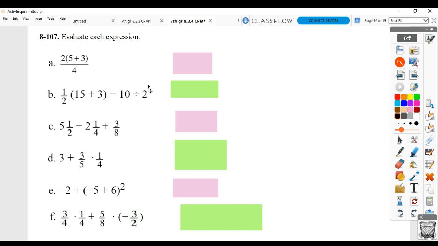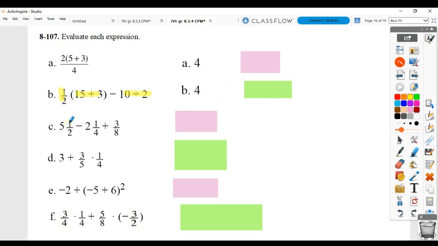For 102, you have to evaluate these expressions, meaning find the value. Make sure that you show some work, including your order of operations and so forth. So for A, you would add your 5 plus 3, then multiply by 2, then divide by 4. You get a value of 4. For B, you would add your 15 plus 3, then take half of that, 10 divided by 2, and lastly subtract. You get a value of 4.